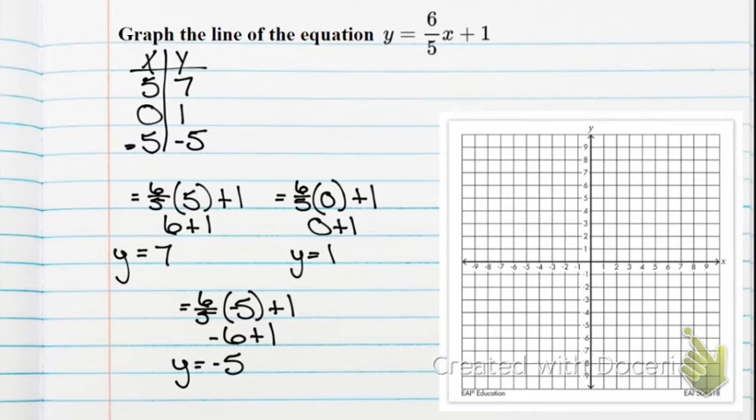So for this ordered pair, we should be at 5, positive 7. The next one is going to be 0 and 1. And then the last ordered pair that we graph is negative 5, negative 5. Now once we get all that graphed, we'll connect our dots to graph our line. And that's how you graph the line for y equals 6/5 x plus 1 using the table.